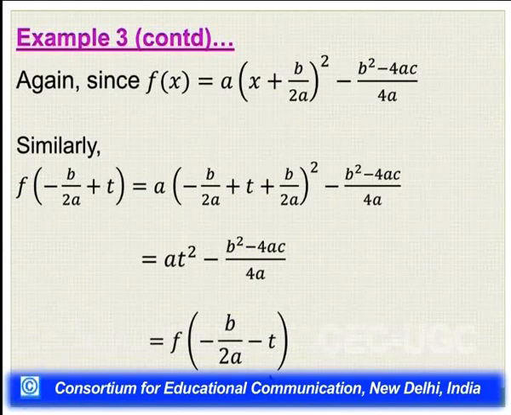So from this calculation we conclude that minus b upon 2a acts like the axis of symmetry. So that if I were to move t units to the left of this line or t units to the right, the value of my function is going to be exactly the same. Okay, now this is an interesting example which actually then leads us to our derivation of the Cauchy-Schwarz inequality.